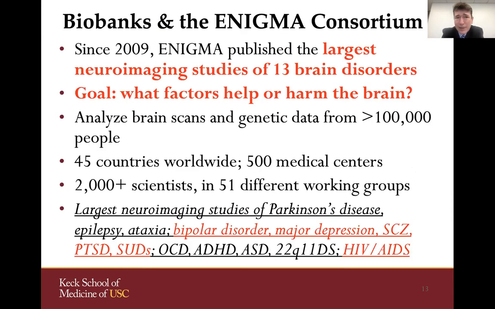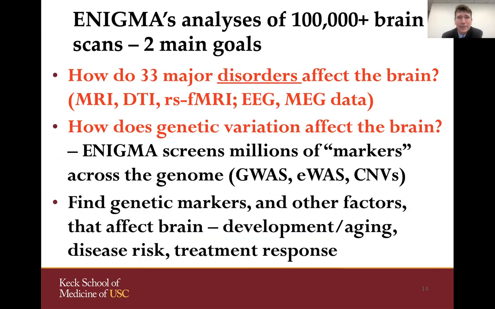So since 2009, Enigma has published the largest neuroimaging studies of now 13 brain disorders. The goal has been to discover factors that help or harm the brain. And we've been analyzing brain scans and genomic data from now over 100,000 people in 45 countries. Now there are over 2,000 scientists participating. And some of the largest studies have been done of Parkinson's, epilepsy, and ataxia in neurology, bipolar, major depression, schizophrenia, PTSD, and substance use in psychiatry, and a range of neurodevelopmental and infectious diseases.